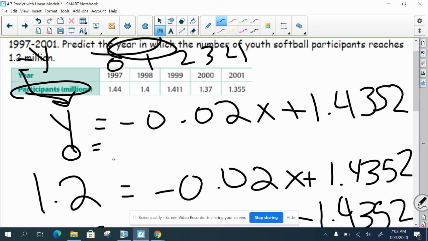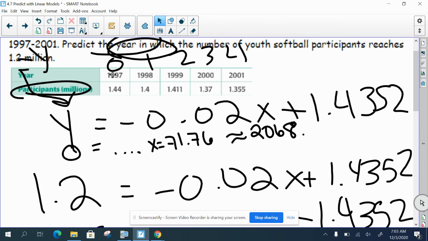And actually, if you went about and solved it, you would get x equals 71.76, which would be the year 2068. So really, that's not realistic at all, and that's not a reliable prediction. So that's one of those things that you just can't do when you're working with a linear model. But that's what that would mean. If the year in which you had 0 participants, which in this case you wouldn't care about that because you don't think that the participants would ever equal 0.